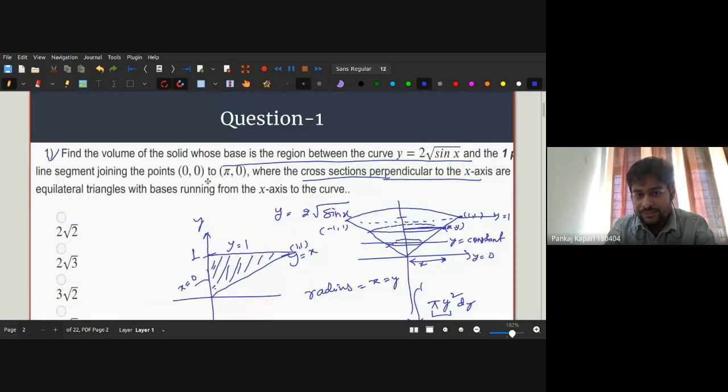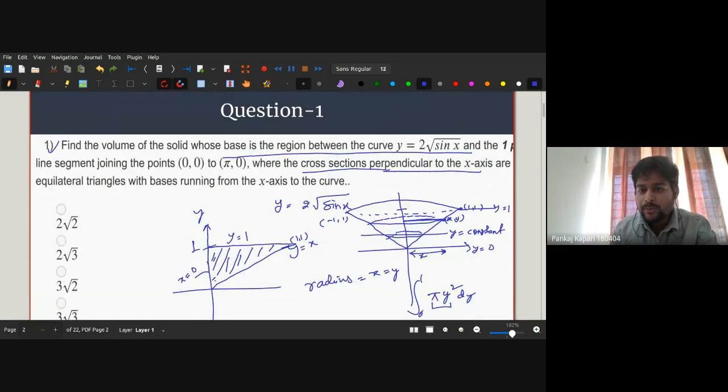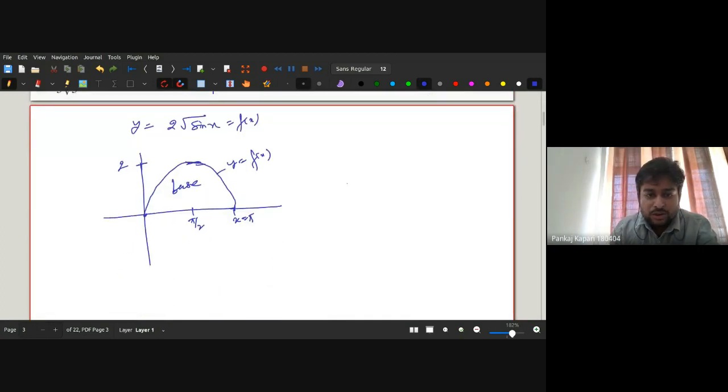It says that the cross sections perpendicular to the x-axis are equilateral triangles with bases running from the x-axis to the curve. This is our x-axis, and we take the cross section of this solid by planes perpendicular to the x-axis. We have this yz plane, y, and then there is a third axis z, because we are in three-dimensional space and we want to find the volume of a solid, which is three-dimensional.